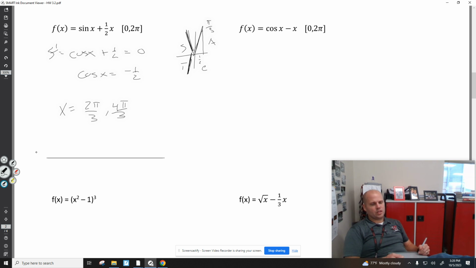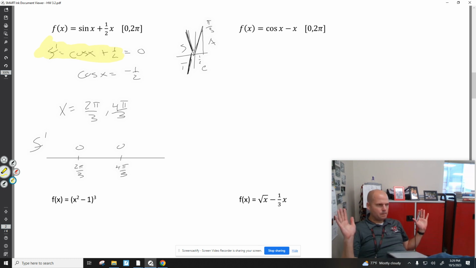Now, this is where things get a little bit trickier because it's like, what are my multiplicities, Mr. Messner? What's going on here? Well, it's not like the other ones where it's all factored and nice to work with. What do I do now? Well, hold the phone, make sure you understand what f prime is. This is not f prime. That was an equation that we solved. This is f prime: cos x plus a half. Okay? Cos x plus a half is f prime.